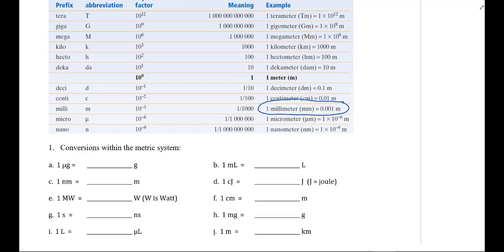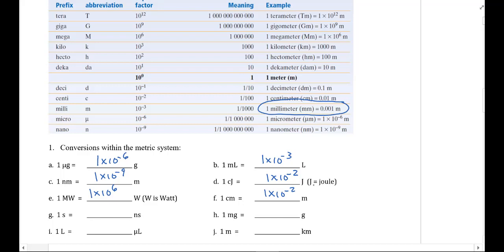We can look at micro. 1 micro something is equal to 1 times 10 to the minus 6. So a microgram is 1 times 10 to the minus 6 grams. A milliliter is 1 times 10 to the minus 3 liters. A nanometer is 1 times 10 to the minus 9 meters. A centijoule, joule is for energy, is equal to 1 times 10 to the minus 2 joules. 1 megawatt is equal to 1 times 10 to the 6 watts. A centimeter is equal to 1 times 10 to the minus 2 meters.